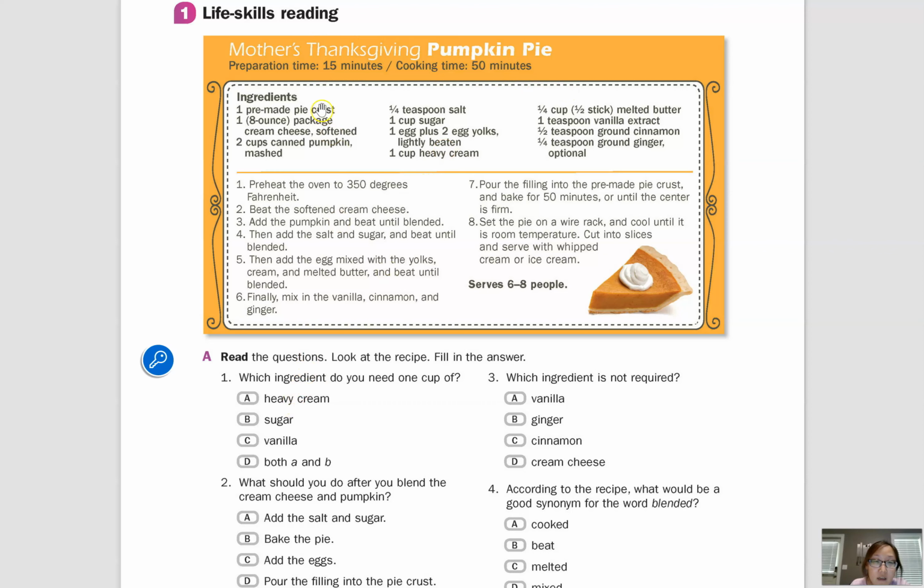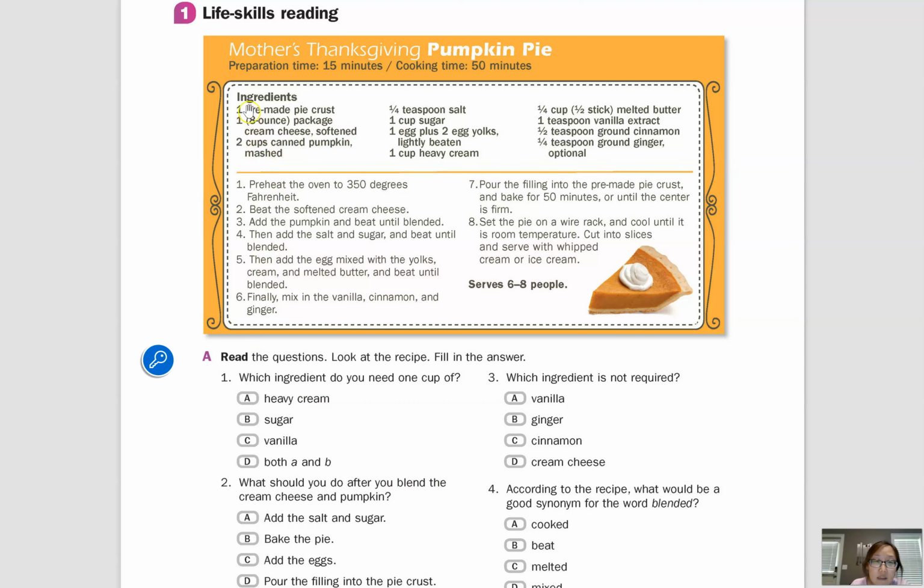Okay, so let's take a look. Of course, all recipes are separated into the ingredients and the instructions, and it also includes the servings. And sometimes, especially these days with the health conscious population, you might see calories or other nutrition information.